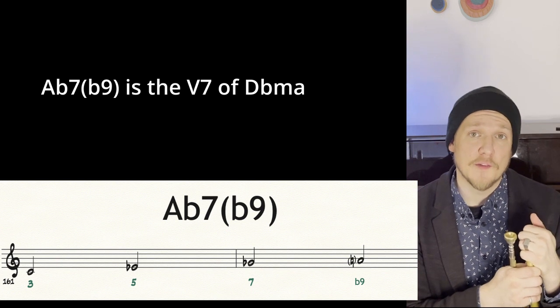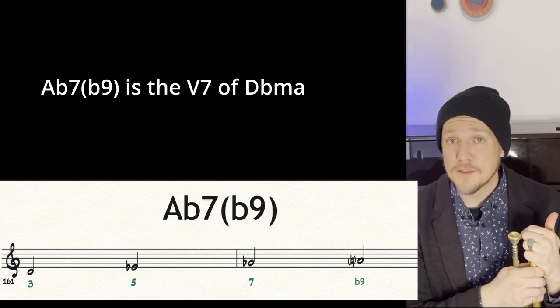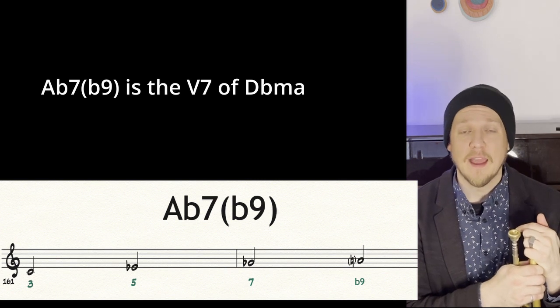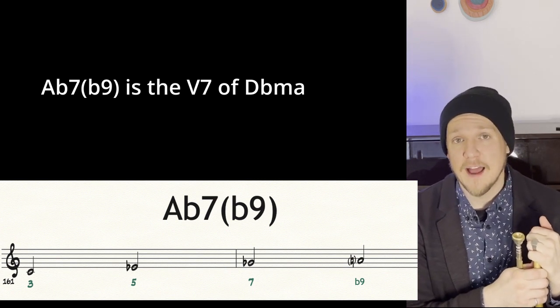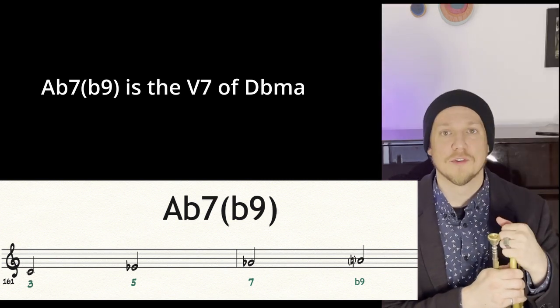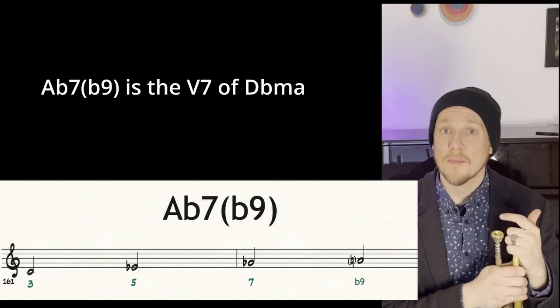C is the 3rd of A flat. E flat is the 5th of A flat. G flat or F sharp is the 7th of A flat. And A natural is the flat 9 of A flat. Okay, now A flat as a 5 chord resolves to D flat, either major or minor.